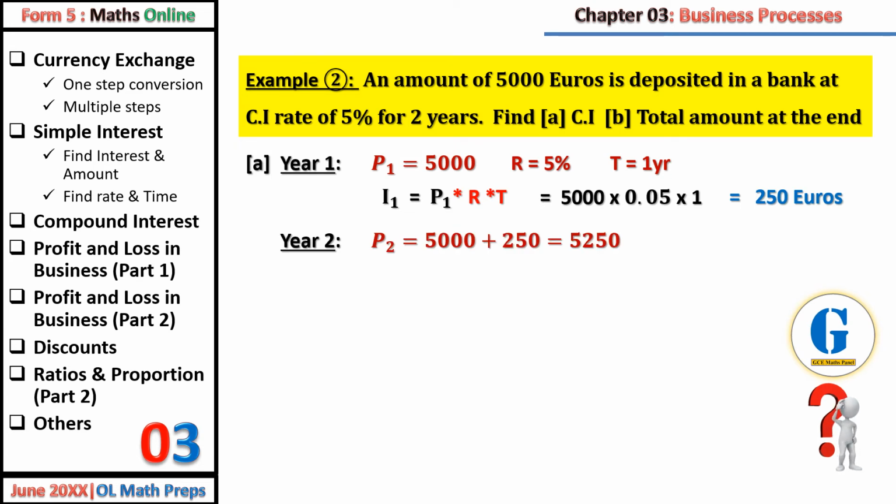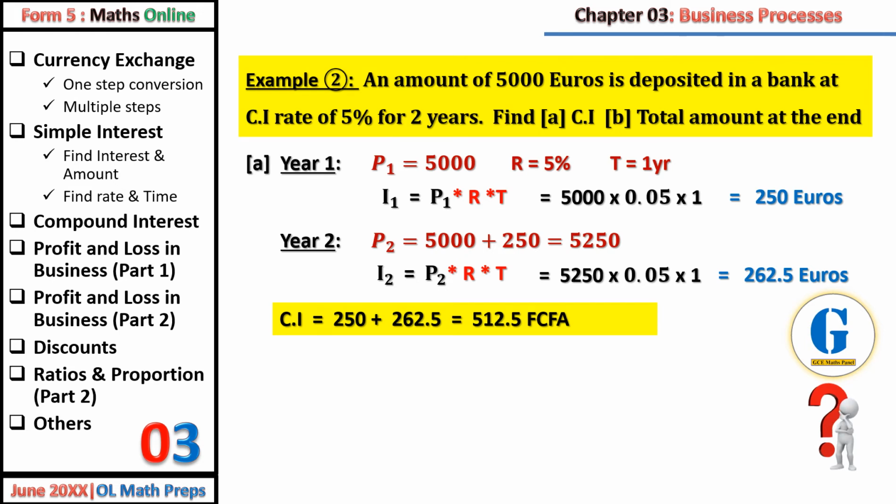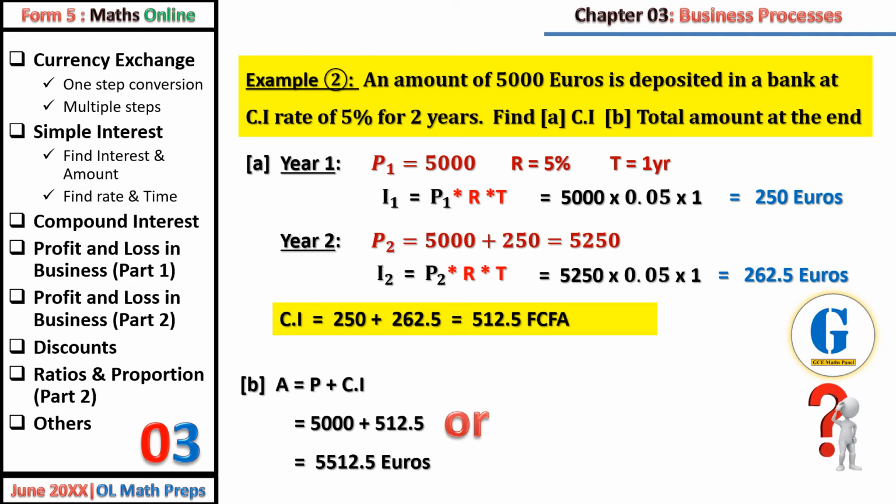Then P2 is 5,000. As we begin the second year, we need this 5,000 plus this interest of year 1, giving us 5,250. And I2 will be principal times rate times time, which equals 262.5 francs. Therefore, compound interest is equal to 512.5 francs. And the amount at the end of the period is this principal at the beginning plus the compound interest, giving us 5,512.5 francs. Or we can use the formula and we'll have the same thing for the amount, 5,512.5 francs.